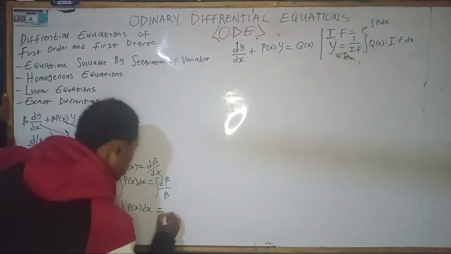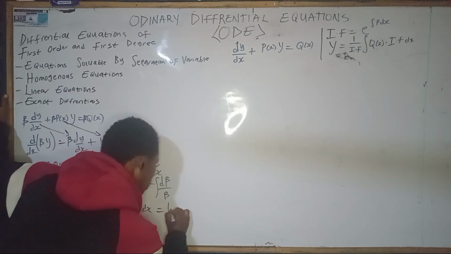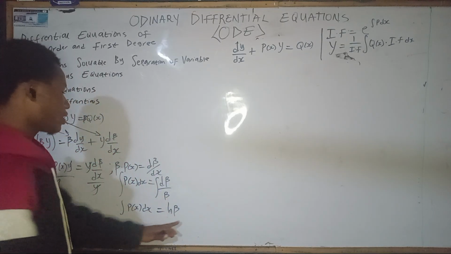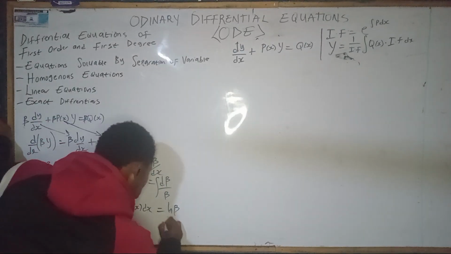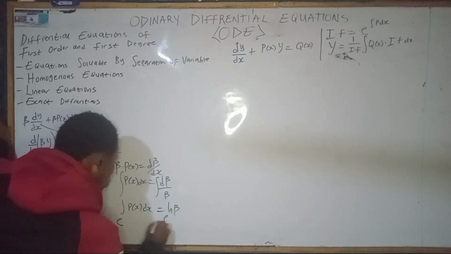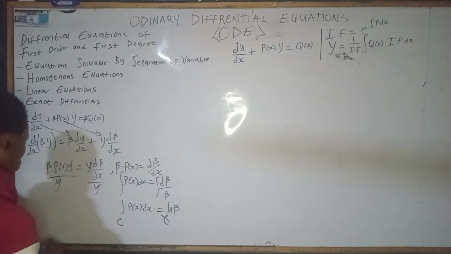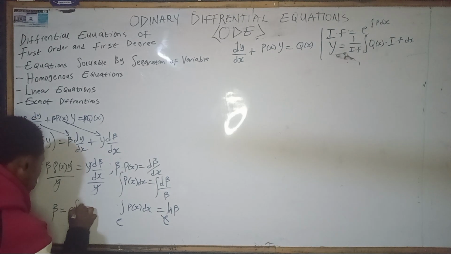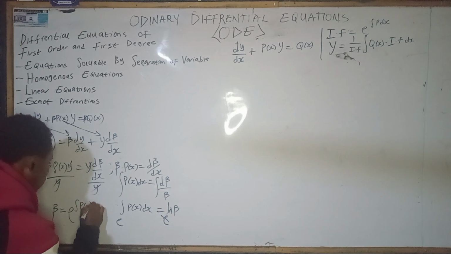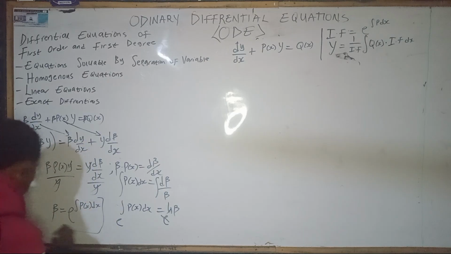And here we are going to be having ln beta. But now beta is our integrating factor here. So we can just add e to both sides to cancel out the ln. So therefore beta is equal to e raised to the power of the integration of p of x dx.